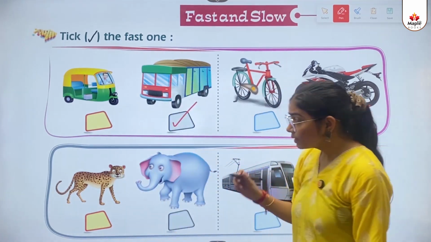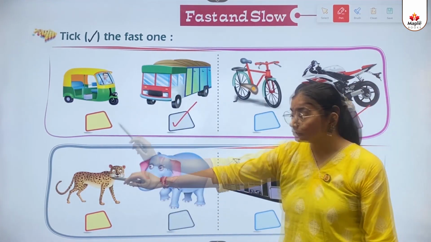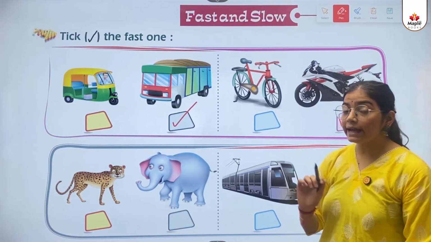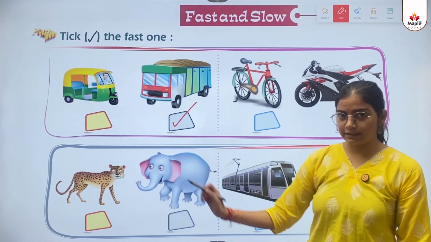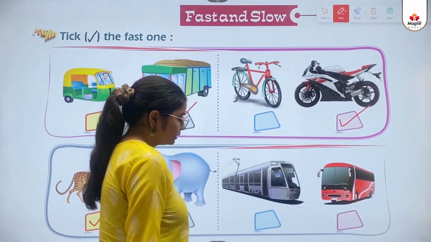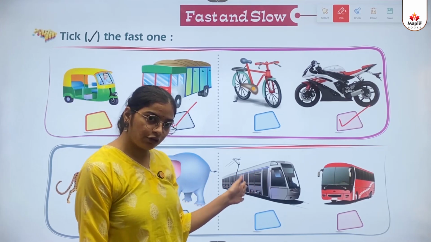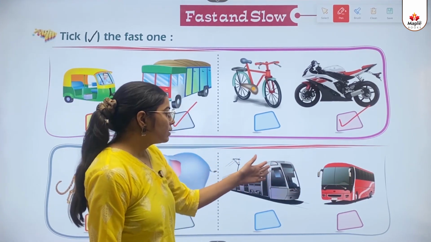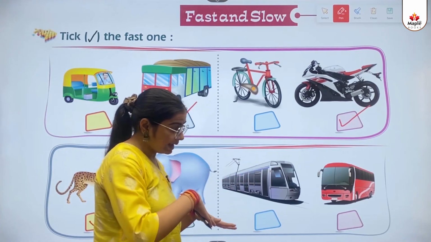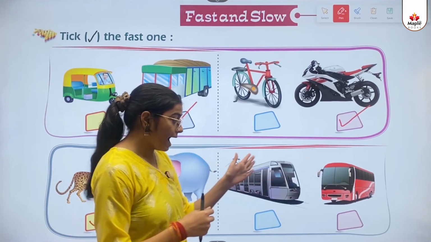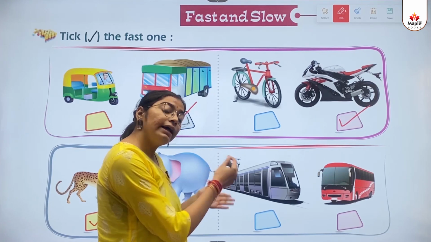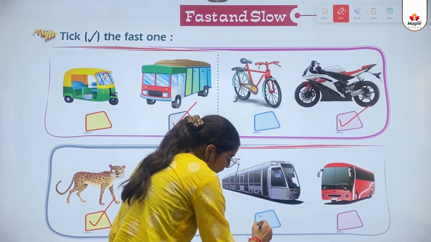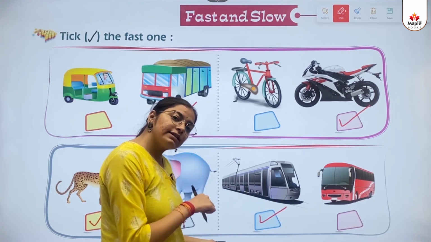Then, as you can see, this is the picture of a leopard and this is the picture of an elephant. Which animal is the faster one? Leopard is the faster one. Then you can see there is a metro train and a bus. If we travel some distance with the metro, it takes less time compared to the bus, as it runs on electricity. So we'll tick on the metro train as it is faster.